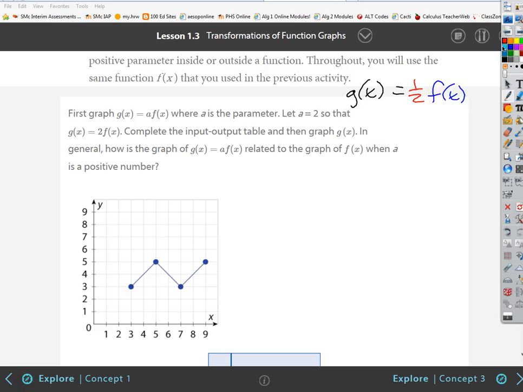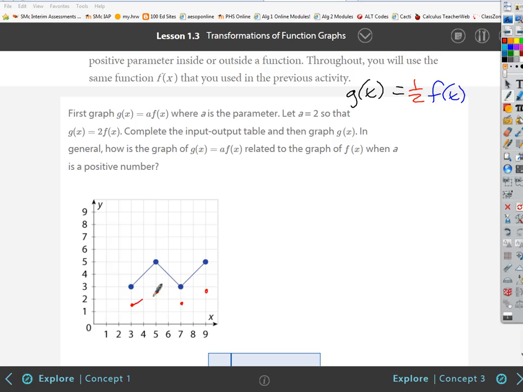If I were to multiply this by 1/2, for example, what am I going to get? Well, if the output of f of x is 3, the output of g of x is 1/2 of that. So it goes right there. If the output of f of x is 5, then g of x is 1/2 of that, so it's 2.5. So it goes right there. And then same pattern, right?